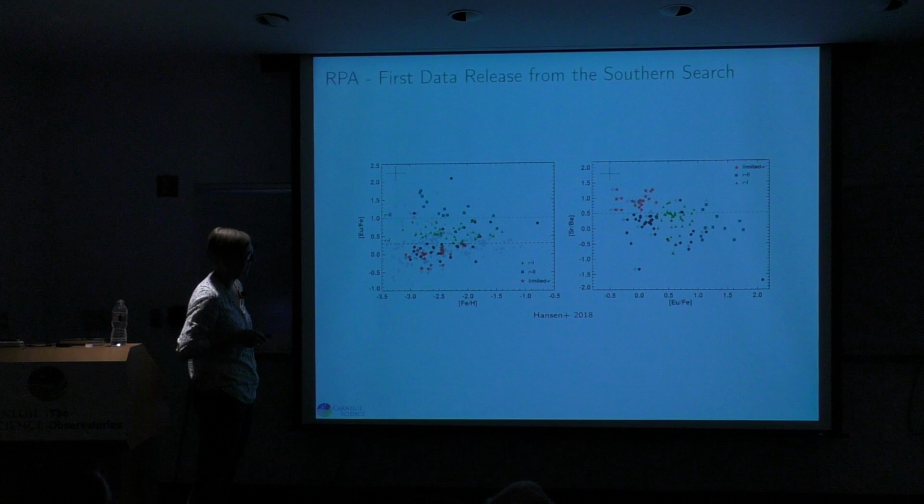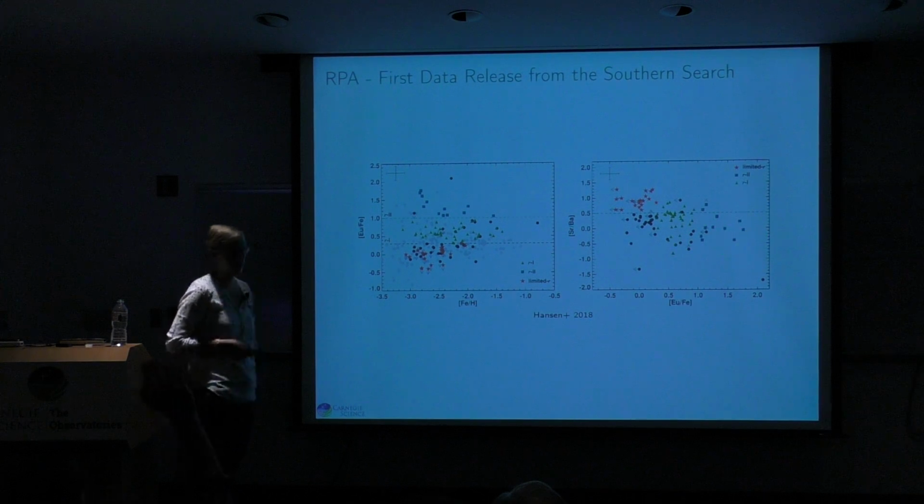We have a few up here that could be interesting. But it seems like the strontium to barium ratio decreases as you go to higher and higher europium, emphasizing or supporting the notion that the R process that created the elements in these stars might not be the same as the R process that created the abundances in these stars.